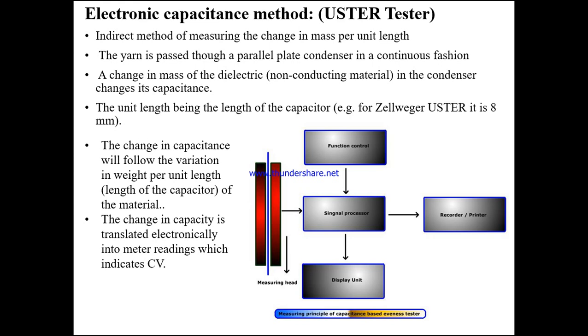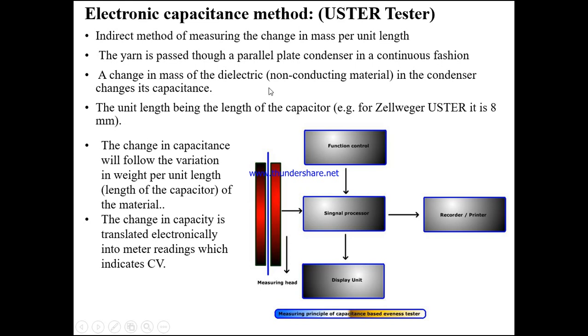Now the electronic capacitance method is available in the case of Uster. Uster is one of the machine manufacturers and very famous for measurement of yarn unevenness. This is an indirect method of measuring the change in mass per unit length of the yarn. The yarn is passed through a parallel plate condenser in a continuous fashion. Okay, we will see this red condenser, parallel plate condenser or capacitor. The yarn is passed across these two parallel plates.